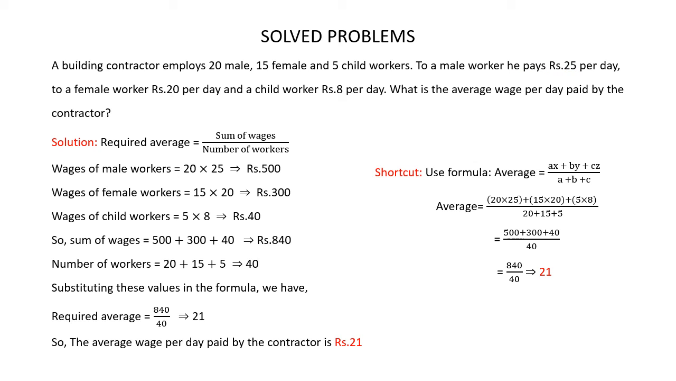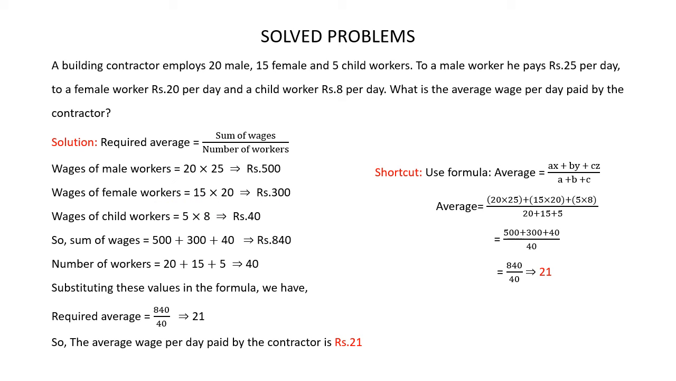So the wages of 20 males is equal to 20 multiplied by 25, which is 500 rupees. Now it's given that there are 15 female workers and each female worker gets paid 20 rupees per day. So wages of 15 female workers is equal to 15 multiplied by 20, which is 300 rupees.